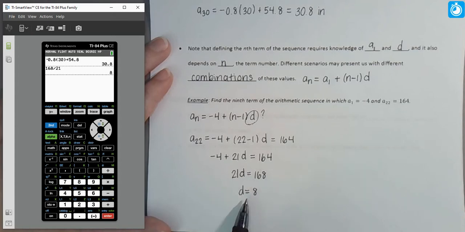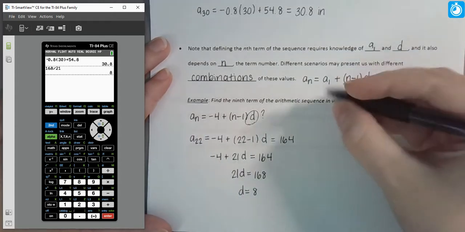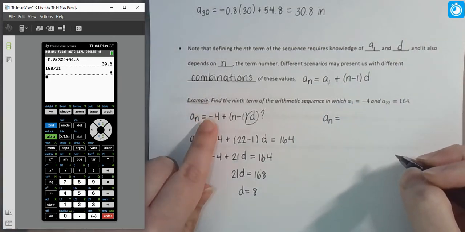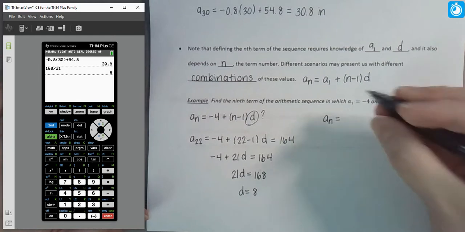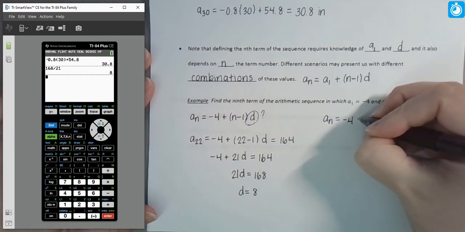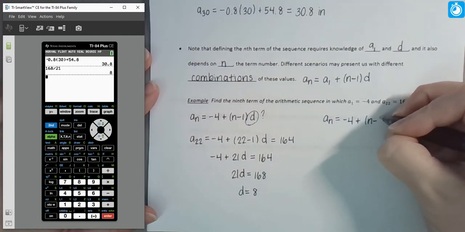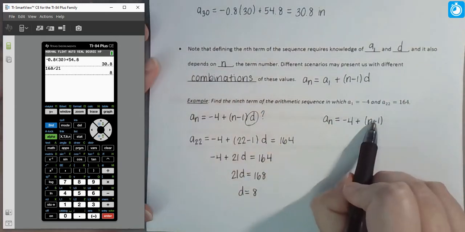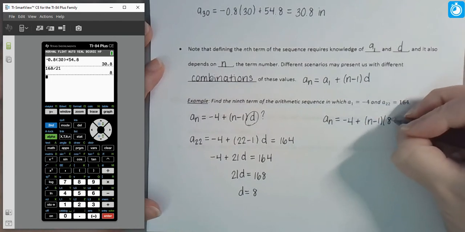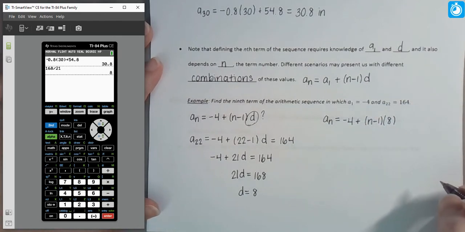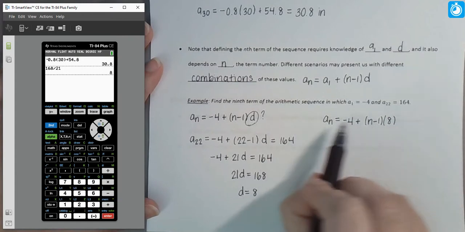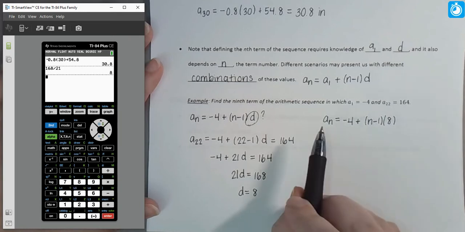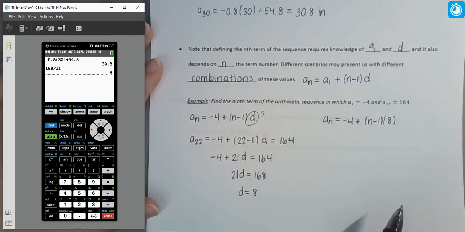So based on this, we now know the formula for the nth term. So based on that, the formula for the nth term is going to take a sub 1, which we were given. We know that's -4, plus n minus 1, because we're writing the formula for the nth term. And then that is now going to be multiplied by our common difference of 8. So this formula, and then variations of that formula, assuming we wanted to simplify everything, is going to generate any term we want in our sequence.